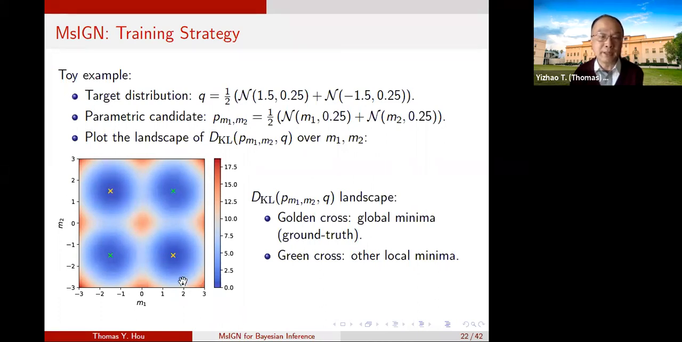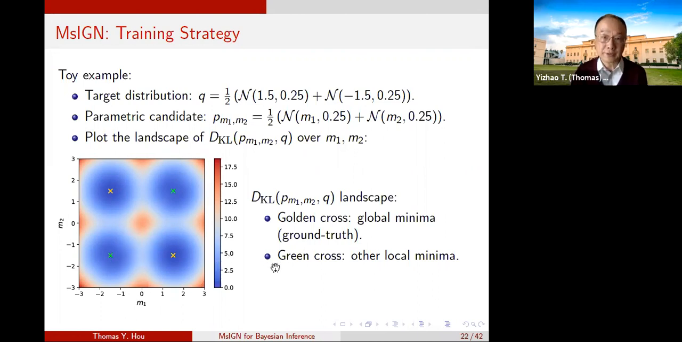There are 2 possible modes here due to the symmetry. But you also pick up 2 spurious local minima. In fact, all local minima have the same energy as the global minimum. So you also pick up the other 2, which are not the physical modes.